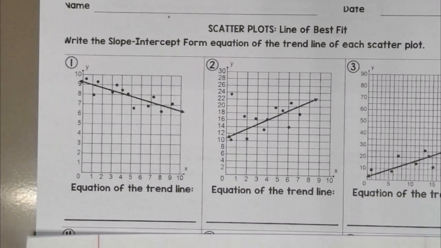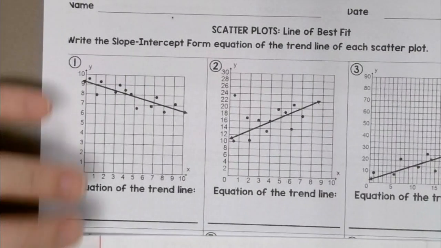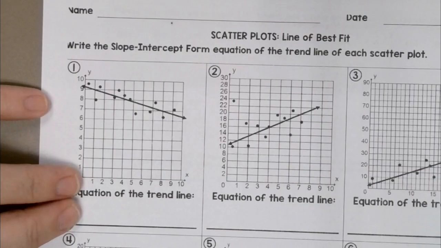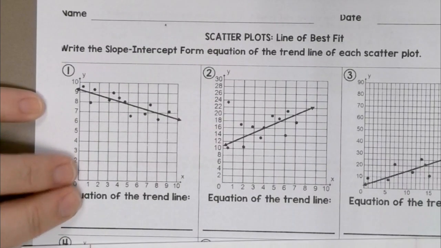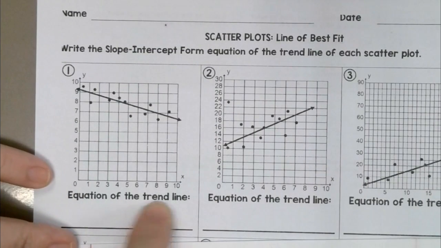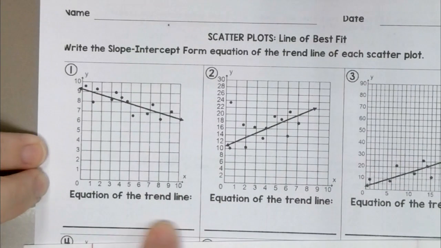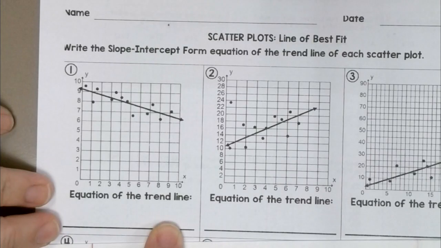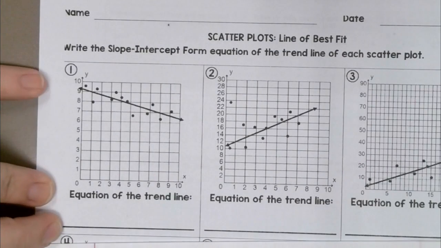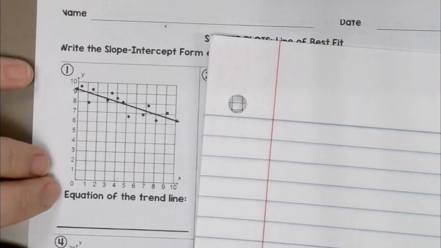Fine, just like that. So, on this worksheet, they call the best fit line a trend line. Up here, they call it a best fit, and then they call it a trend line down here. But basically, what you were doing last night for homework, you're going to write your y equals mx plus b. So, I'm going to go ahead and do number 1 with you to give you an idea of what you're doing.